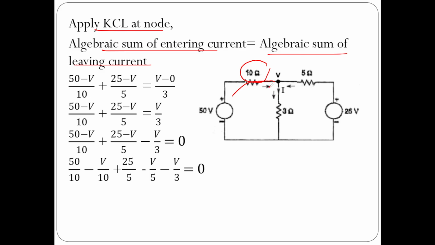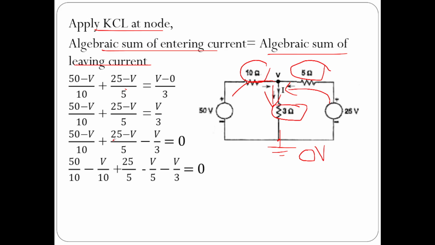Next, current is traveling from 25 volts to V. So current is how much? 25 minus V by how much is the resistance here? 5. So 25 minus V by 5 equal to leaving current. What is the leaving current? V minus, what is it? Reference voltage of 0 volts is there. This is our reference node, so whose value is 0 volts. So V minus 0 by 3. This is 3. So these are the currents. So 50 minus V by 10 plus 25 minus V by 5 equal to V by 3.